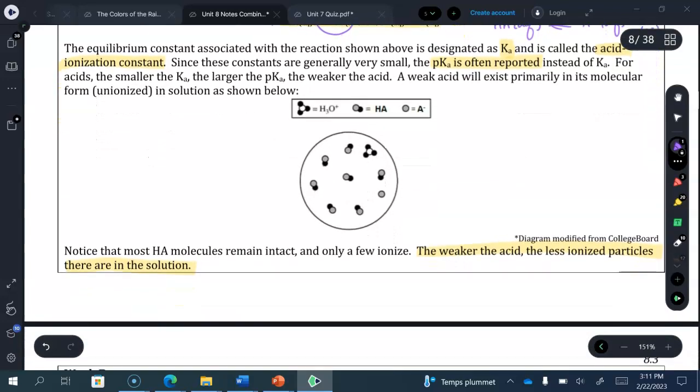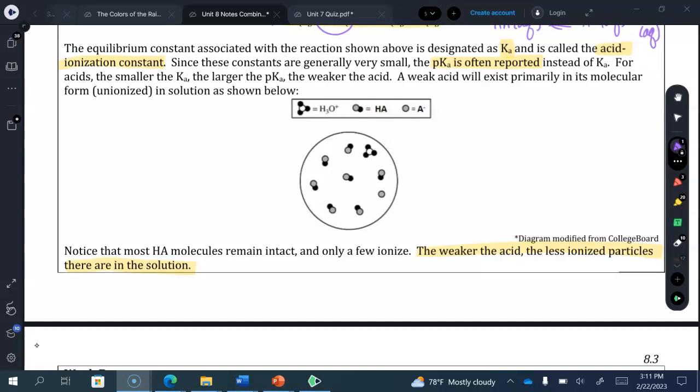So the equilibrium constant associated with the reaction shown above is designated as Ka, and this is called the acid ionization constant. Since these constants are generally very small, the pKa is often reported instead of Ka. For acids, the smaller Ka results in a larger pKa and is thus a weaker acid.